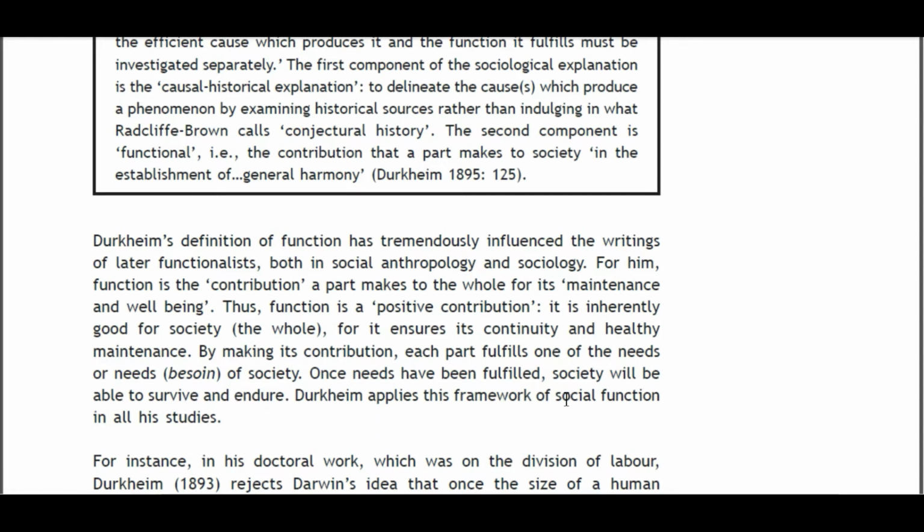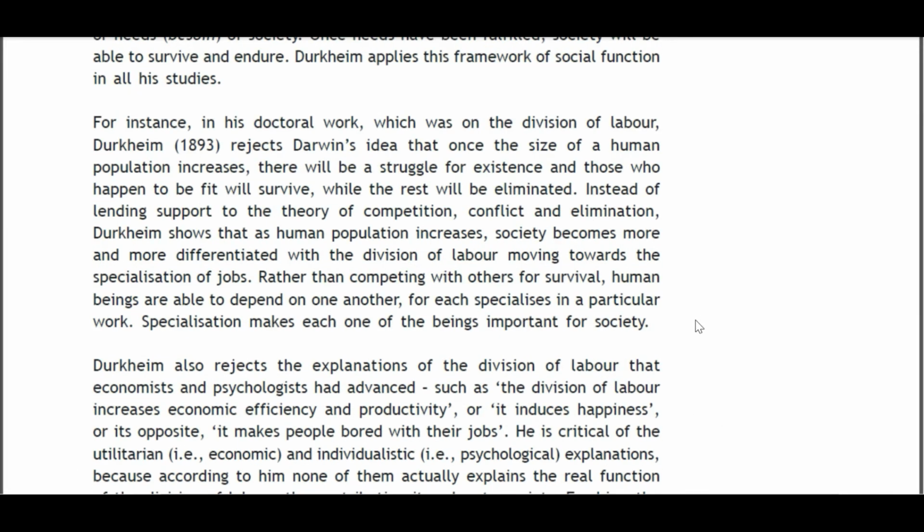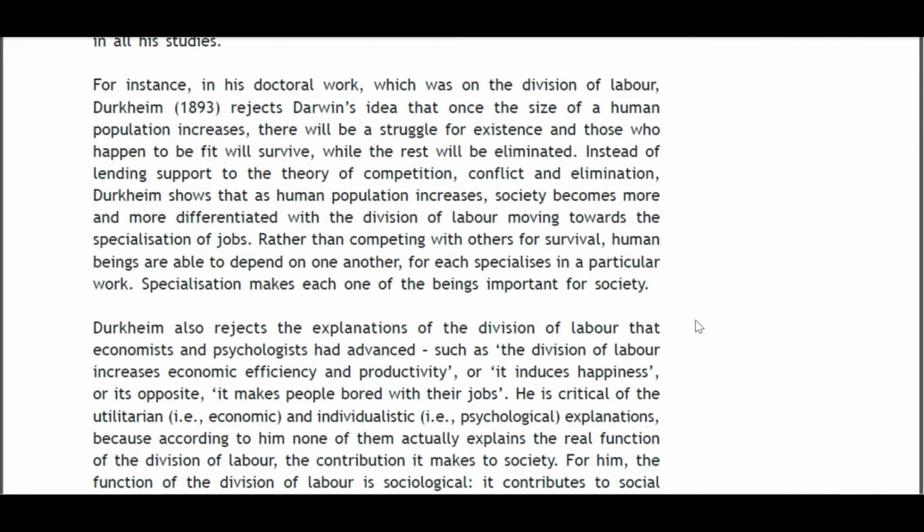Durkheim applies this framework of social function in all his studies. For instance, in his doctoral work on the division of labor, Durkheim, 1893, rejected Darwin's idea that once the size of a human population increases, there will be a struggle for existence, and those who happen to be fit will survive while the rest will be eliminated.